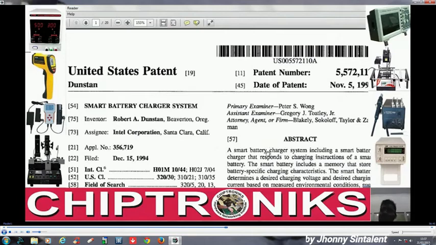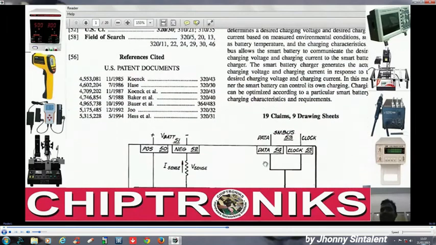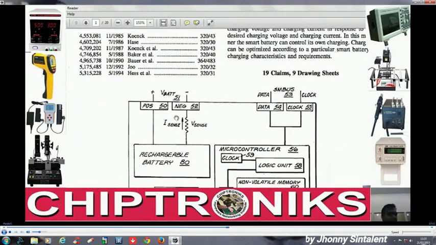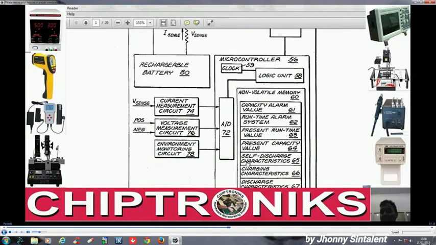So understanding this smart battery charger system is very important. What exactly is in a smart battery charger system is, it includes a smart battery and a smart charger, right? Smart battery and a smart charger. Now let's look at what is inside a smart battery. Inside a smart battery, you see this is VBAT, that is the battery voltage, and this is positive and negative. It's getting connected to the rechargeable battery which supplies the voltage actually, right? And there is a data and clock pin, and inside this battery you will find a microcontroller.